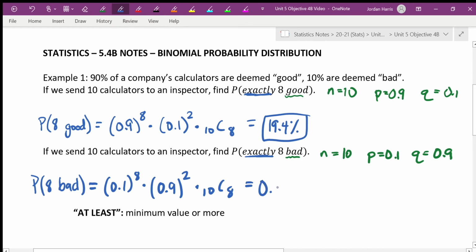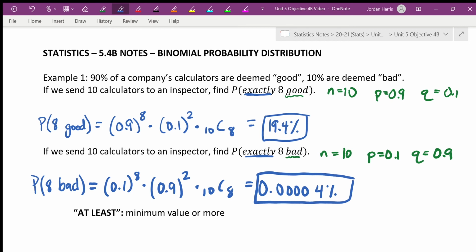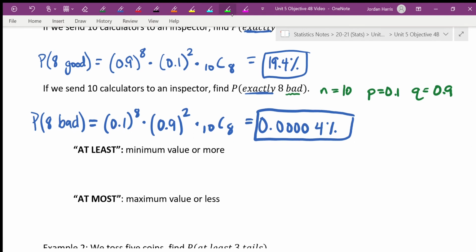If you type it in, even converting to percentage, you get 0.00004%. So you can see, not paying attention to what is a success versus a failure is a big deal. You're getting either 19.4% as your answer or 0.00004%. Very different things, okay? So pay attention to that. But that's what we've been doing. It's just one thing. We get one answer, done. Okay, that's not going to be the case anymore.